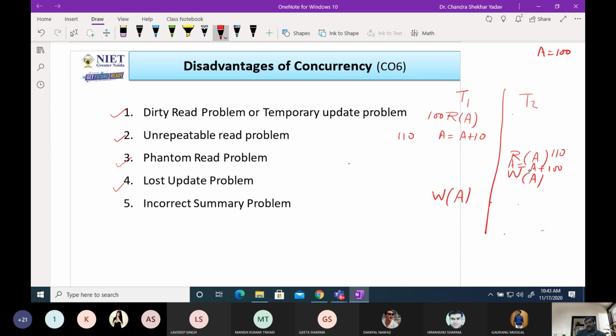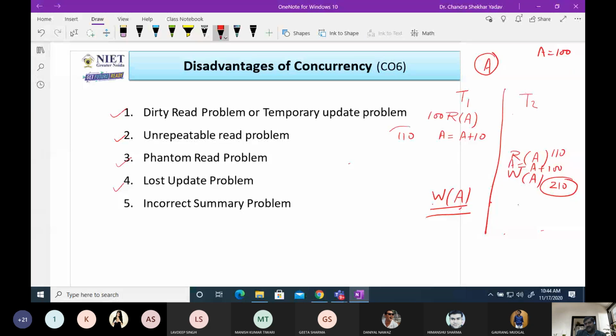Now add 100 to this 110, which gives 210, and perform the write operation. Then in A, 210. Now if we perform write A, then what will happen? Both are sharing the same local buffer. Then if T1 performs write A, then the updation of T1 is lost. Why? Because that updation is overridden by 210.